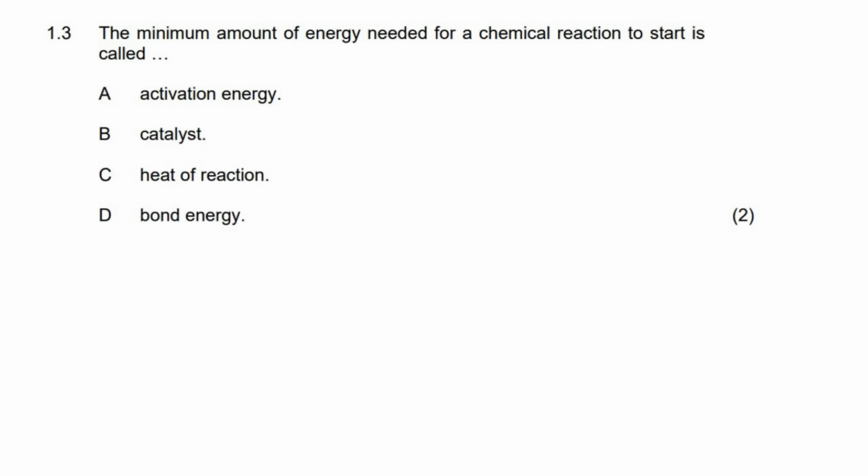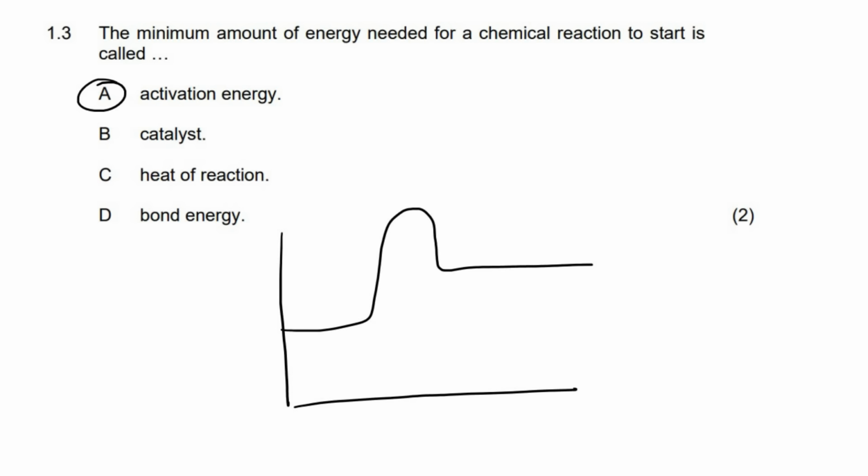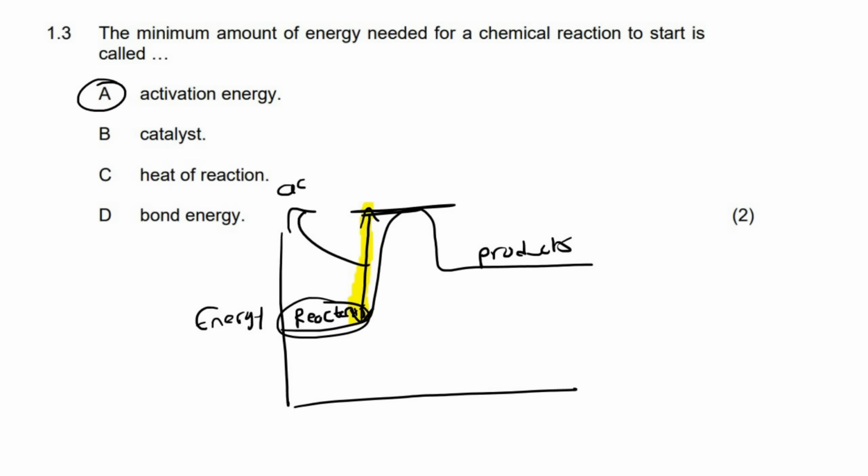The minimum amount of energy needed for a chemical reaction to start is called... Okay, so this is just your activation energy. So remember, we've had those enthalpy diagrams which look like this, and then it goes something like that. And these are your reactants over here. These are your products. And so to get these to go from reactants to products, you first have to raise the energy. So you have to get them from here up to here. Okay? And so that amount of energy from there to there is called your activation energy. This place over here at the top of the mountain, that area is called the activated complex.